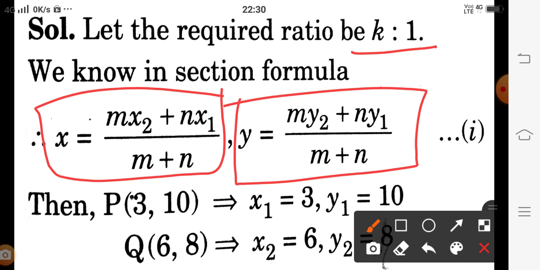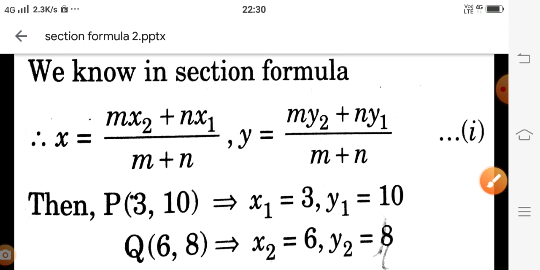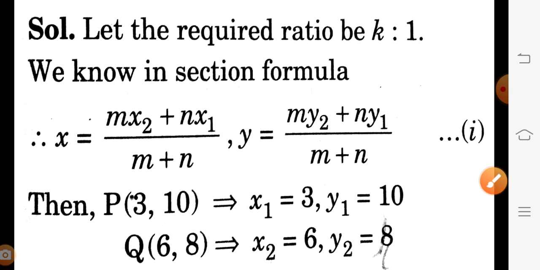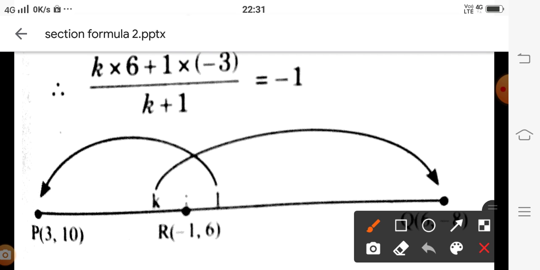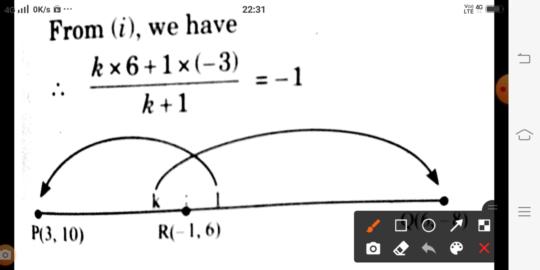Since P and Q are given, we are able to write the values of x1, y1. x1 is -3, y1 is 10, x2 is 6, and y2 is -8. And the ratio m:n is k:1. The value of m we take as k, and the value of n we take as 1. We substitute all these values in the formula, as the line segment PQ is divided by the point (-1, 6) in the ratio k:1.